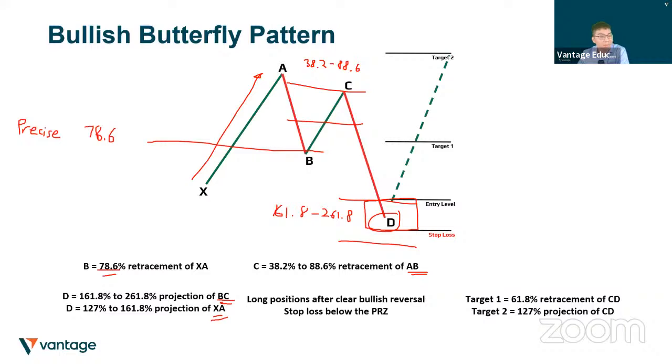So your long positions should be considered after a clear bullish reversal. Stop loss below the PRZ as usual. Target 1, 61.8% retracement of CD, while target 2 extends towards the 127% of CD.